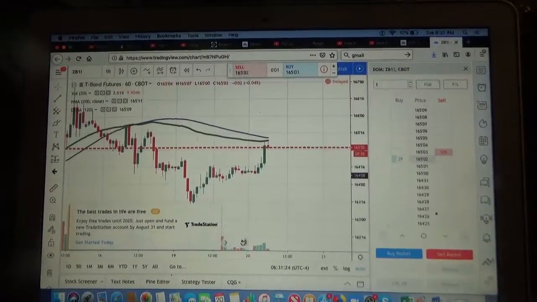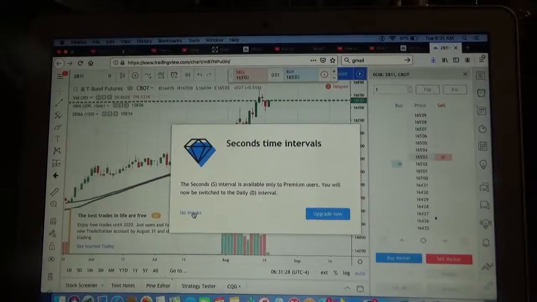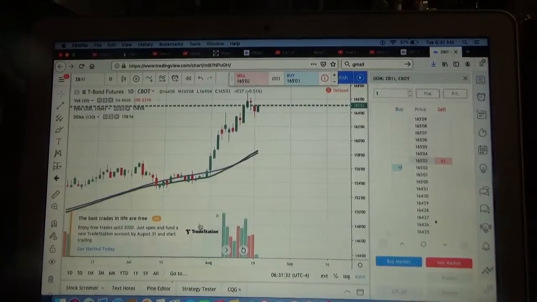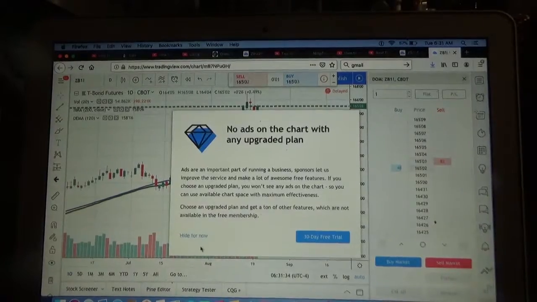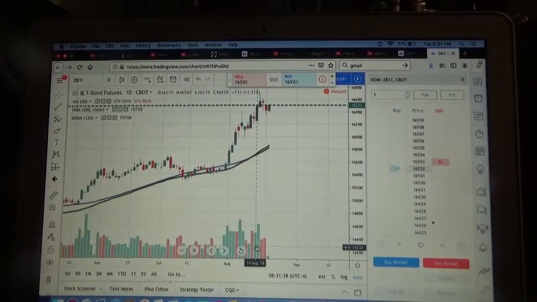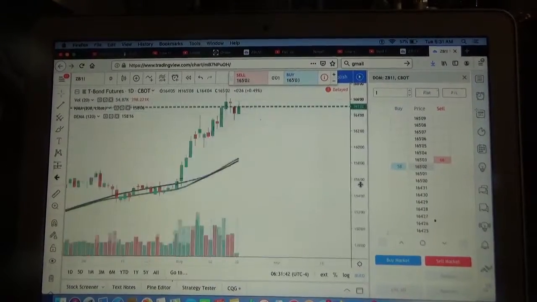And down here's your volume. You can see volume better on a different chart. It shows you your volume. These ads are bothersome. So your green's buying volume, your red selling volume. These are the prices, like I said.